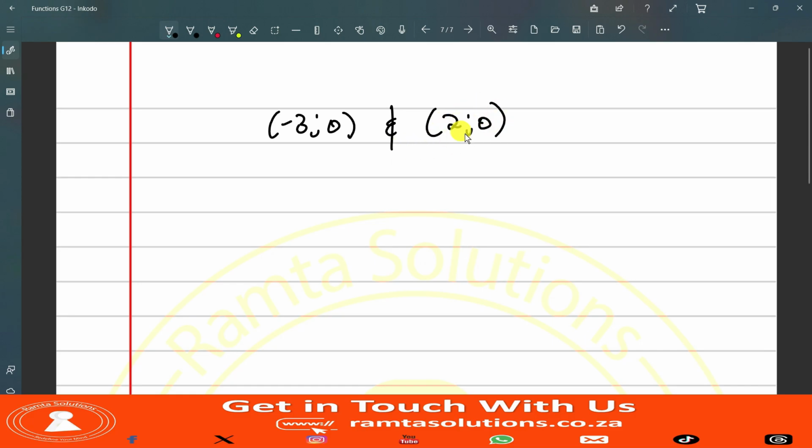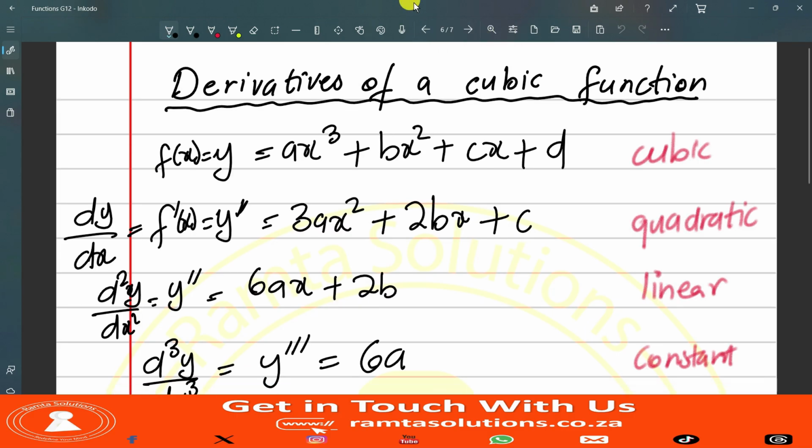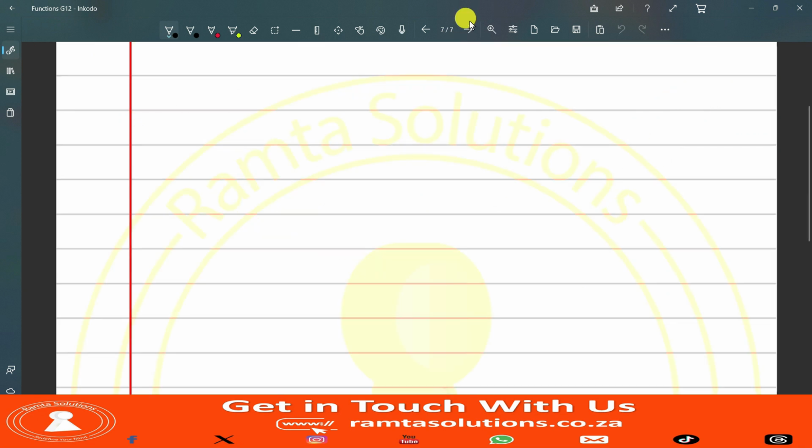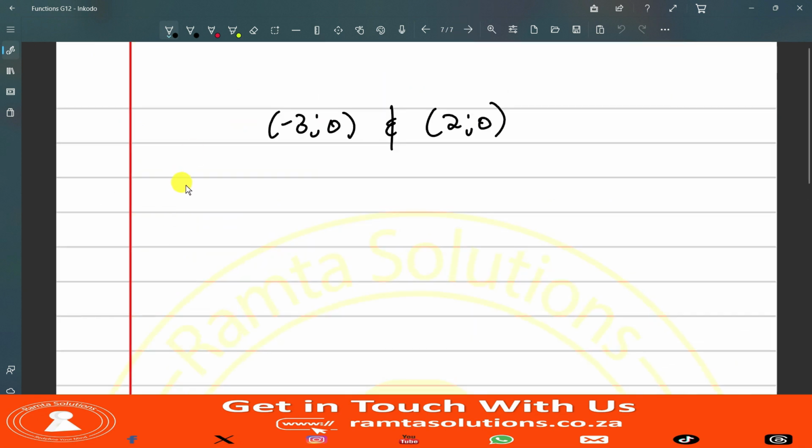Remember I said this will also be a turning point because I can see it is repeating. Do you see it? It's occurring twice. So this means it will also be a turning point. All right. Perfect. Now let's talk stationary points. We will need y prime.